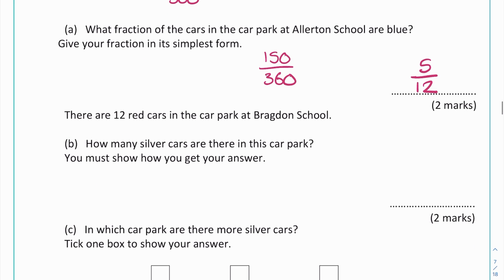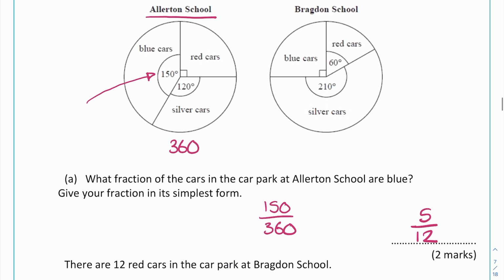It says here there are 12 red cars in the car park at Bragdon School. How many silver cars are there in this car park? And you must show how to get your answer. So over at Bragdon School, now looking at the right, this here is going to be 12 cars.